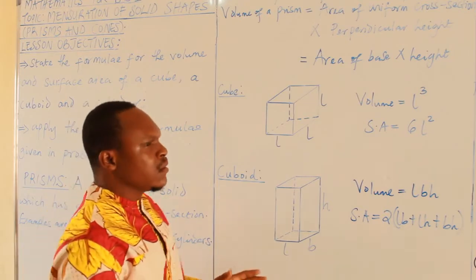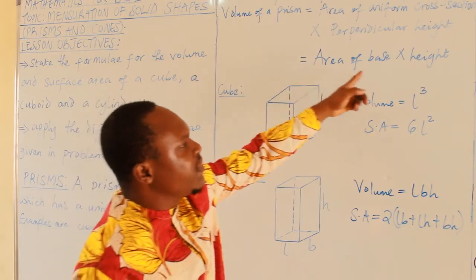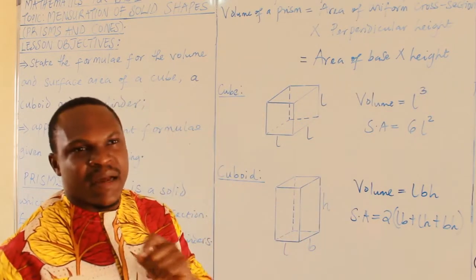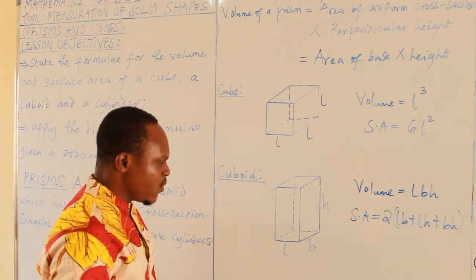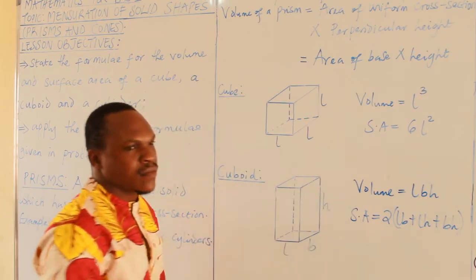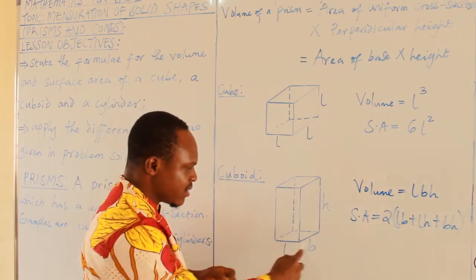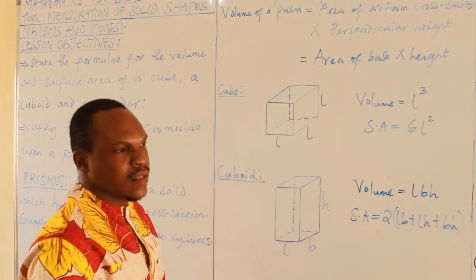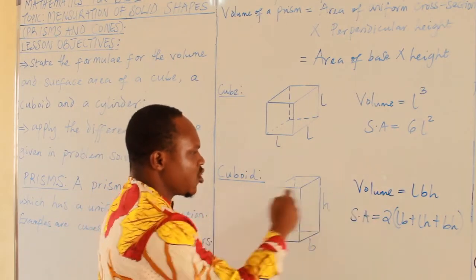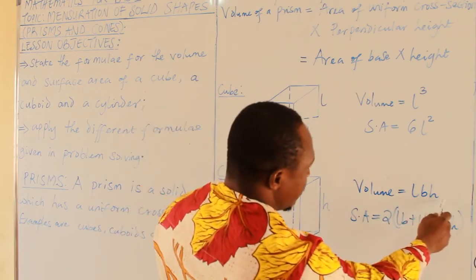Now, the most important thing, as I said, the volume of a prism is the area of its base multiplied by its height. In our cuboid here, we have the length, we have the breadth, and we have the height. So for us to get the area of the base, it has to be the length multiplied by the breadth. And the height is represented by h. That's why we have the volume of a cuboid as the length multiplied by the breadth multiplied by the height. That's why we have LBH.